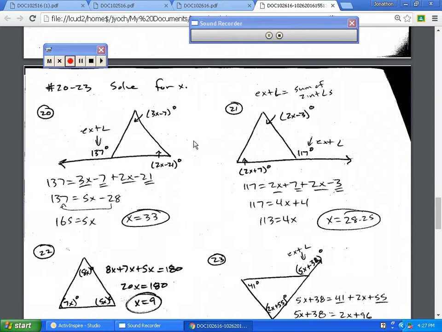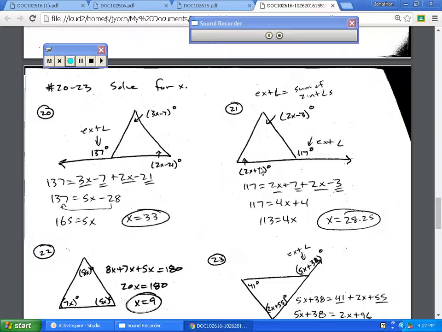Alright, so the exterior angles, the sum of two interior angles, will save you a bunch of time on 20 through 23. Say 137, which is the exterior angle, is equal to the sum of this angle and this angle, the two remote interior angles. Combine your x's. Add 28 to both sides. 165 is 5x. X is 33.